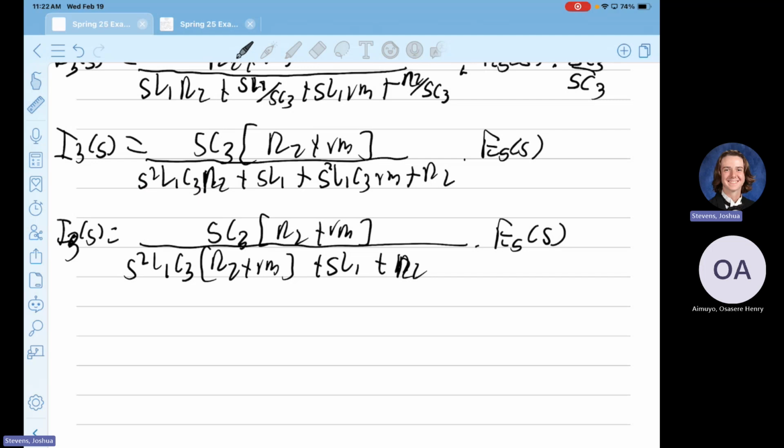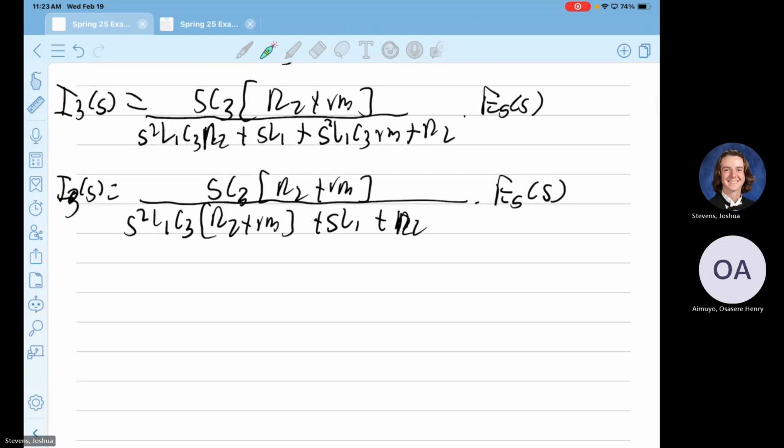Are we in agreement? You see how I got from here to here? I just took this term and this term, factored out the S squared L1 C3 because they're in both terms, and then I'm left with an R1 plus an R4. I mean, R2 plus RM. Sorry if I misspeak. Let me know if you need clarification. But does that make sense to everybody else so far? Cool.